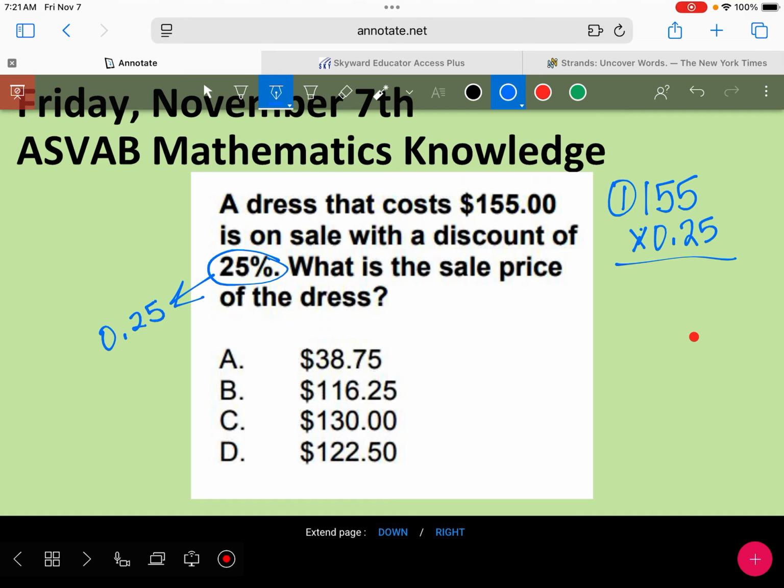You said what? Good. See? Math is everywhere.